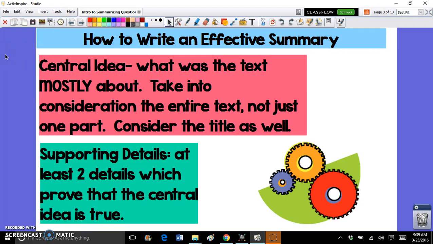Now, there are a lot more than 2 details in a text. So does that mean that those details are unimportant? No. Every detail in a text should be there to help develop the central idea, but usually there are stronger details that if you took them out of the text and showed them to somebody, it would help them get the gist of what that text was about.